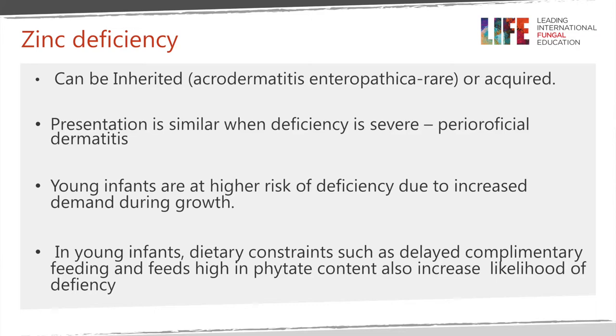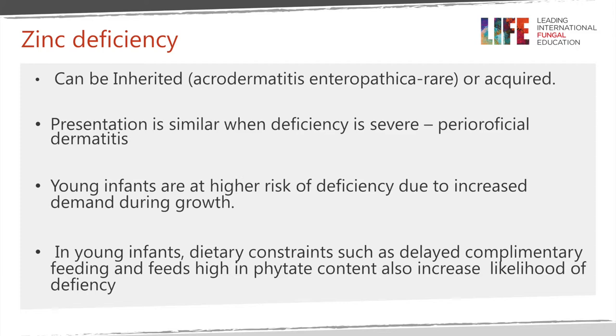When deficiency is severe, presentation is the same for both the inherited and the acquired form. And what you get is a periorificial dermatitis. What that means is that you have lesions around the orifices. So that could be around the mouth or around the perianal regions. And young infants are at higher risk of deficiency because they have increased demand for growth.